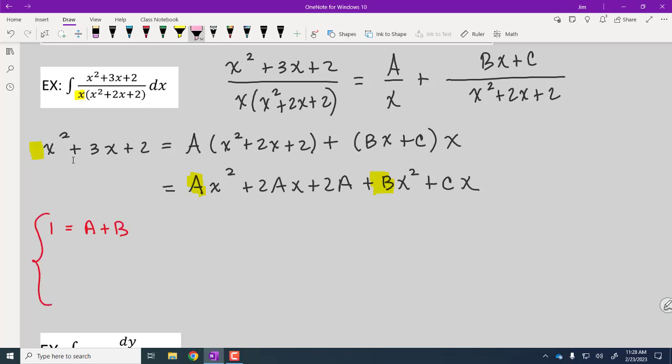Then we'll go to the coefficient of x. That's a positive 3 on the left. On the right, there's a coefficient of x. So we will have 3 equals 2a plus c.